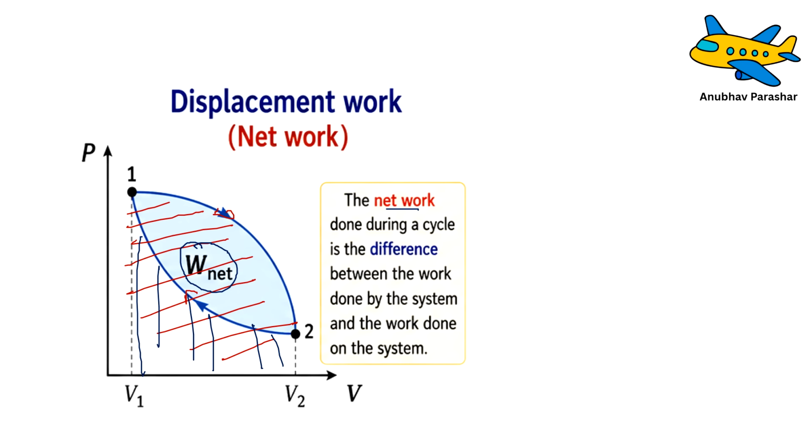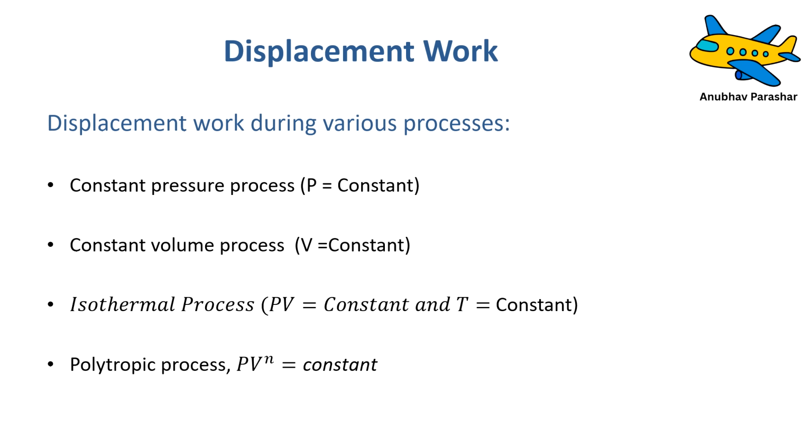So the net work done during a cycle is the difference between the work done by the system and the work done on the system. This is work done by the system, which is positive, and this is work done on the system, which is considered to be negative. And the net work done is the difference of the two, that is the area under the cycle. No worries, we are going to do a lot of problems and understand all these things in detail. So if you have any doubts, just keep on posting in the chat box so that I can help you figure out your doubts.